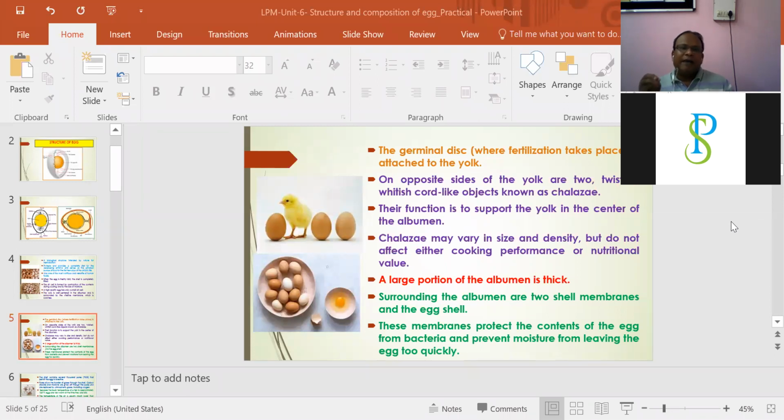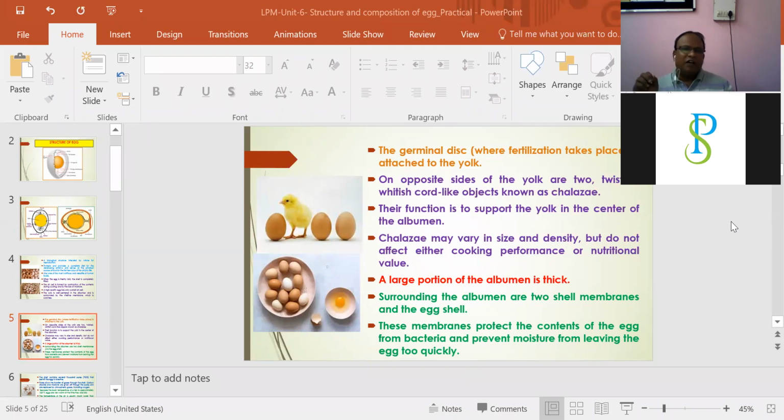The chalazae may vary in size and density. The size and density, that is the thickness, vary, but it doesn't affect the cooking performance and nutritional value of the egg. Maybe it will be thin, maybe it will be very thick, but it doesn't affect the nutritional value or the cooking value of the egg.